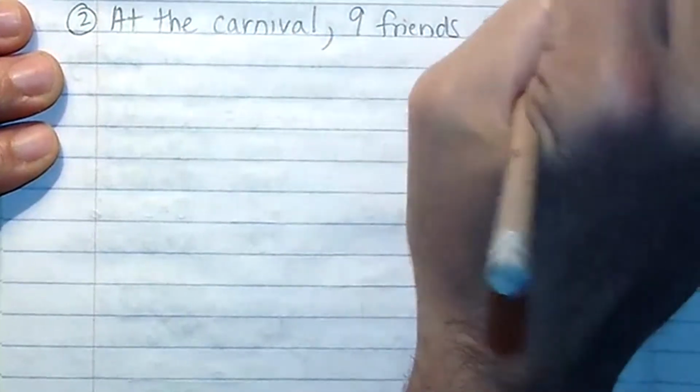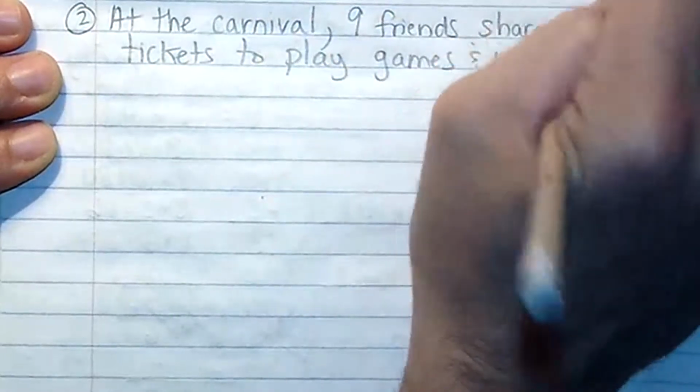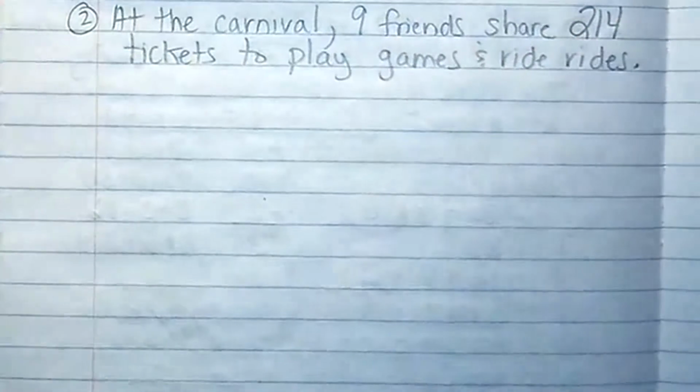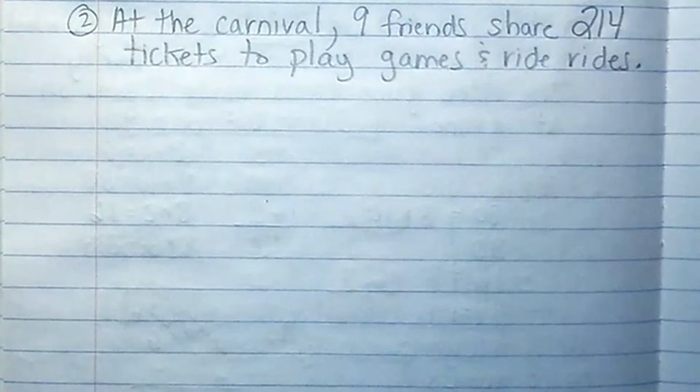So let's make our problem a little bit bigger. We're division experts now. So let's pretend that we're going to the carnival. At the carnival, nine friends share 214 tickets to play games and rides. 214 tickets is a lot of tickets, but we have to split them between the 9 friends.